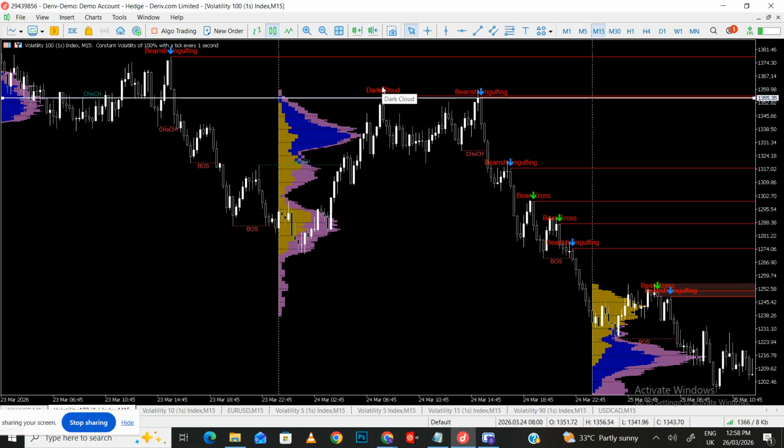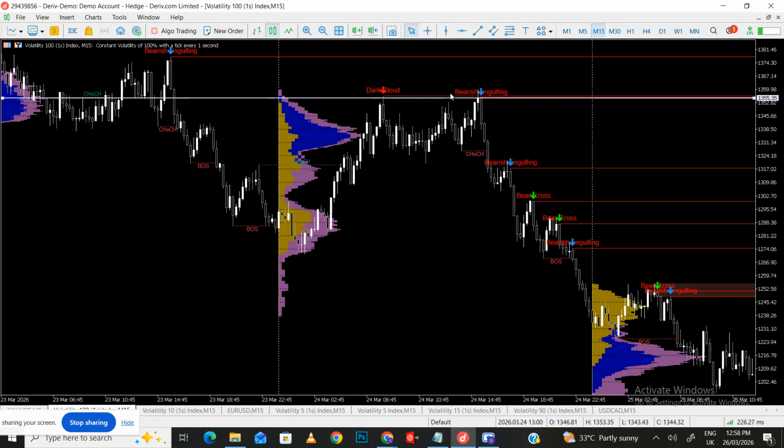Just look for a market structure shift. Now, the dark cloud indicator came out here. This dark cloud indicator is telling you it's not just an indicator, it is a candle pattern, just like an engulfing candle. What you can see here, right where this blue arrow is.